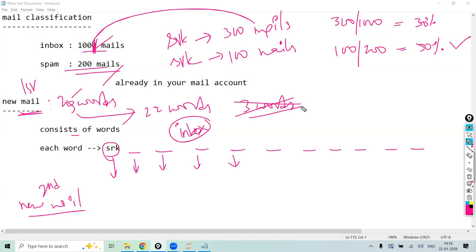Point is clear? Now for the future data, what are the next steps? For example, after 10 days, what mail classification will be done in your mail? That will be decided on these 9 days of mails also. For example, I have sent one mail from Naresh IT. You have selected that one as spam. Next time in the future, whenever I send a mail, automatically it will be classified as spam.